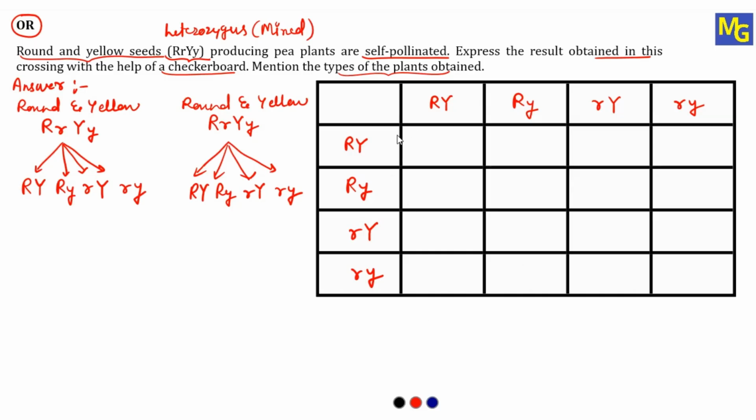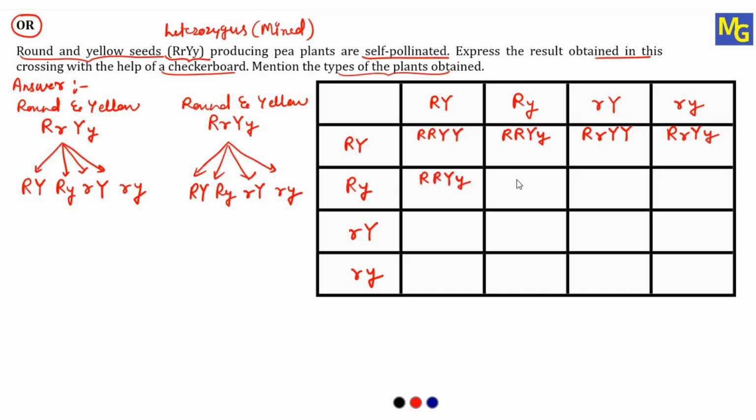Now we will do the pollination. This and this, if you combine, what are you going to get? We are going to get capital R, capital Y and capital Y. This and this, if you combine, what are you going to get? Capital R, one Y is capital, one Y is small. This and this, if you cross, you get capital R, small r, but both the Y's are capital. And now this and this, if you cross, you get capital R, small r, one Y capital, one Y small. And like this, we have to complete this whole table.